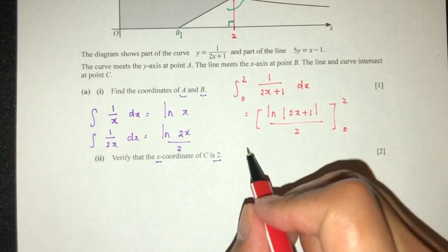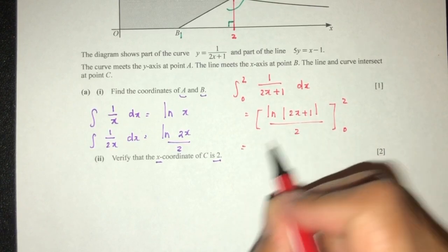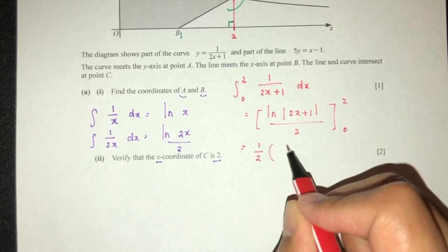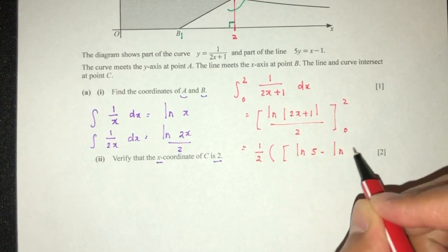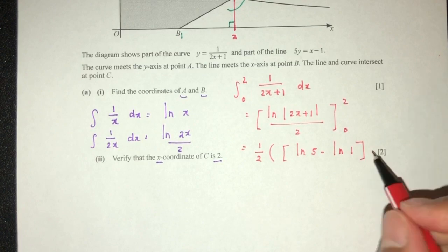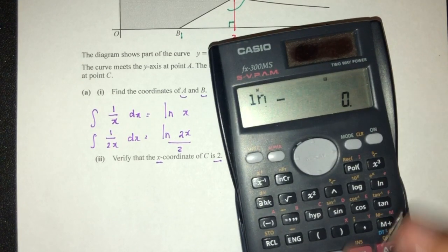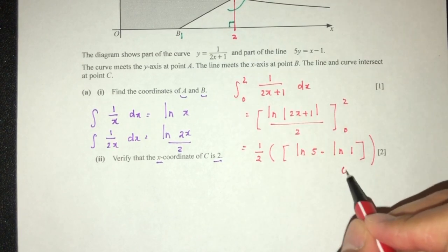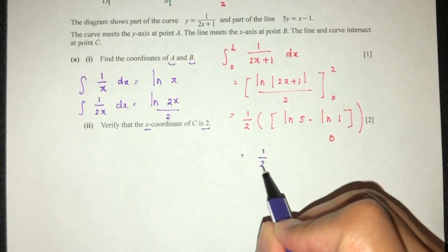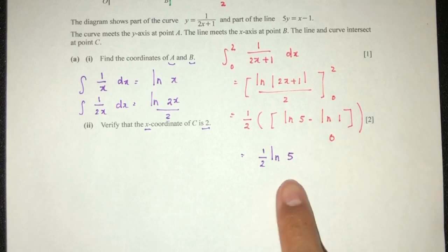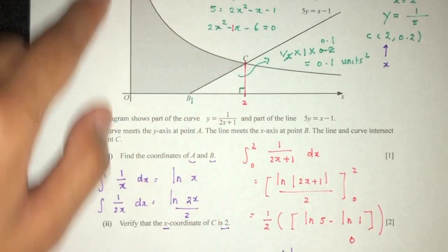So let's solve. Let's see, what do we have. So we have, let's take this one out. You have half outside. Inside you have ln of 5 minus ln of 1. So what is ln of 1? That will be 0. So the 0 right here. So let's simplify. That will be half ln of 5 for the area of this whole thing, right?